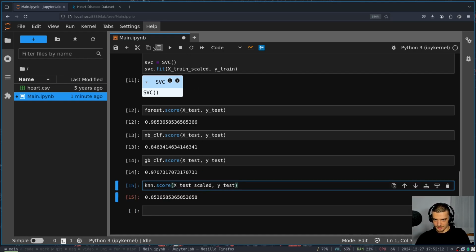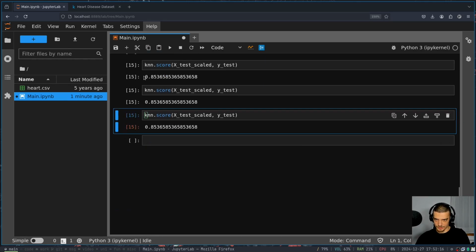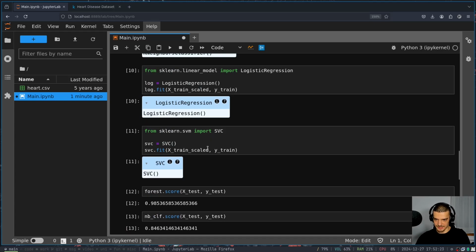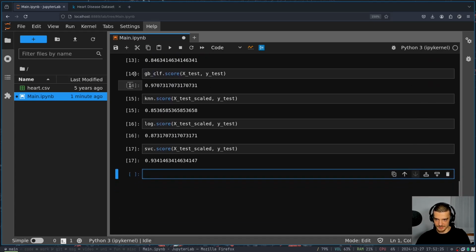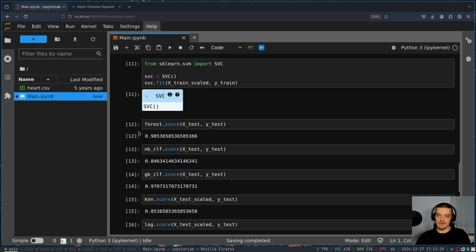We're going to copy and paste this. So we're going to say log, we're going to say SVC, and we can see actually that the forest performs the best, then the gradient boost, then the support vector classifier. So in terms of accuracy, this one is the best.